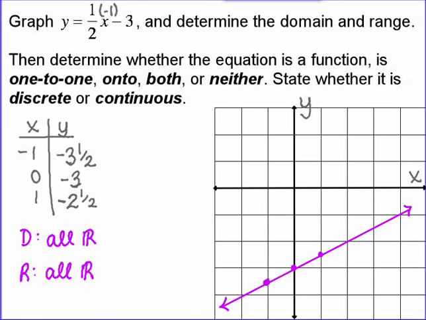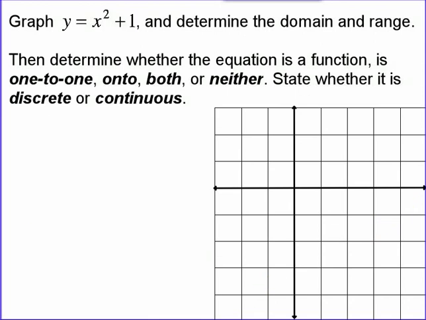So now I need to determine, is this a function, yes or no? Function, good. Okay, now I need to determine one-to-one, onto, both, or neither. So is this one-to-one? Yep. Is it onto? Is every y value accounted for? Yeah. Yep. So as a result, this is both one-to-one and onto. Okay, is it discrete or continuous? Continuous.